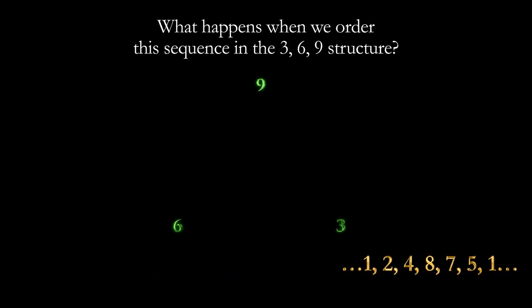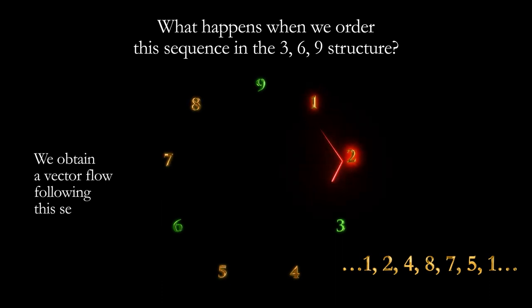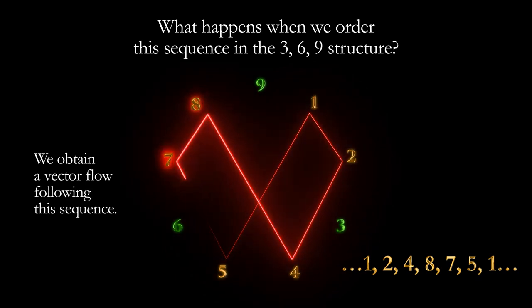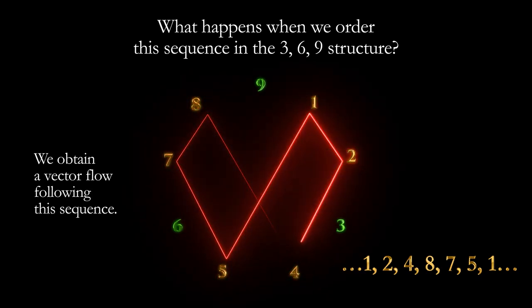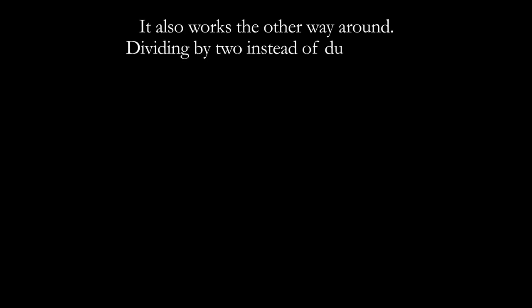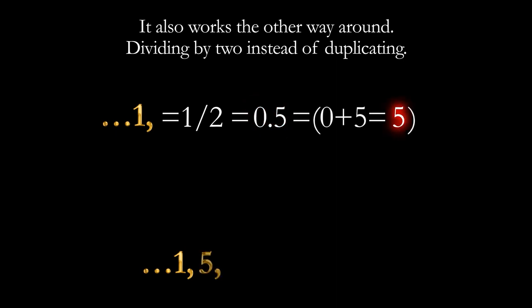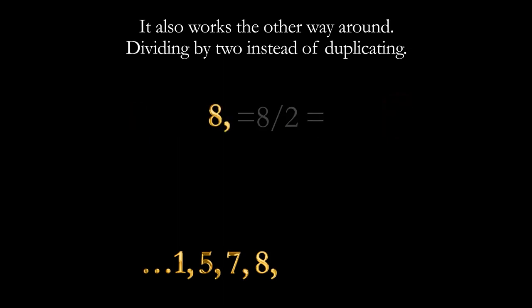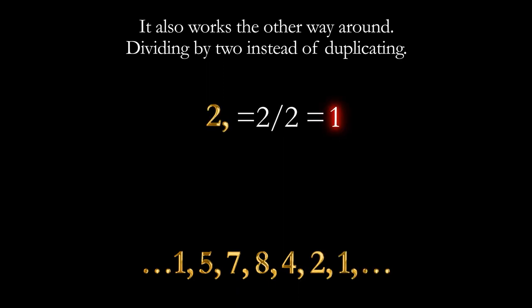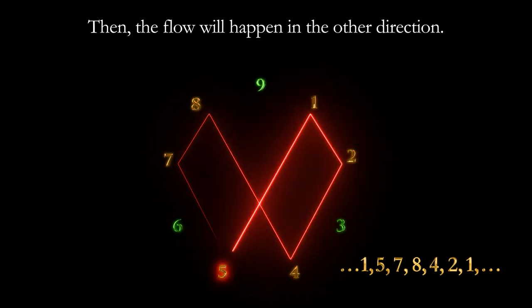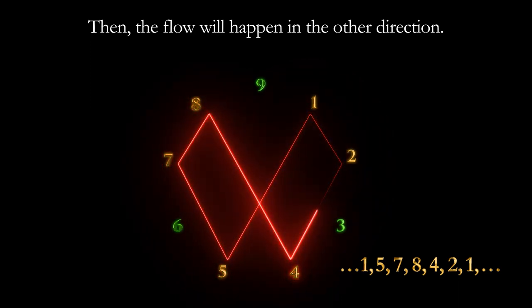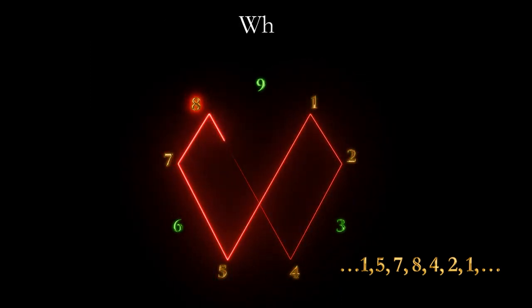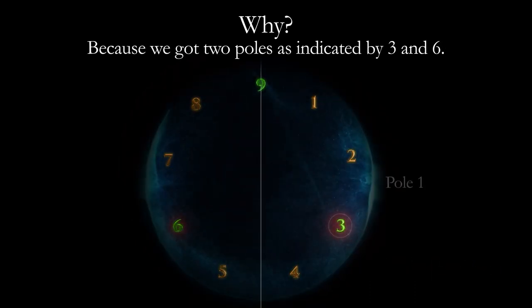What happens when we order this sequence in the 3, 6, 9 structure? We obtain a vector flow following this sequence. It also works the other way around, dividing by 2 instead of duplicating. Then, the flow will happen in the other direction. Why? Because we got two poles as indicated by 3 and 6.